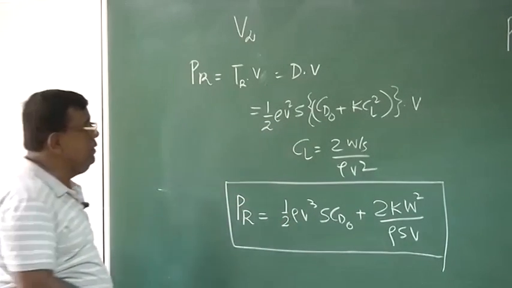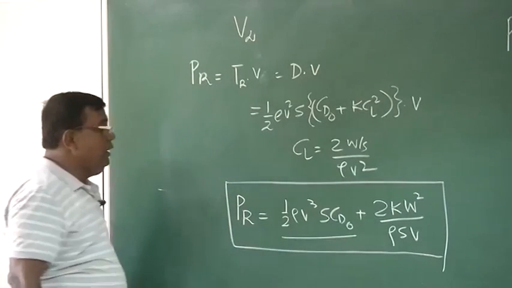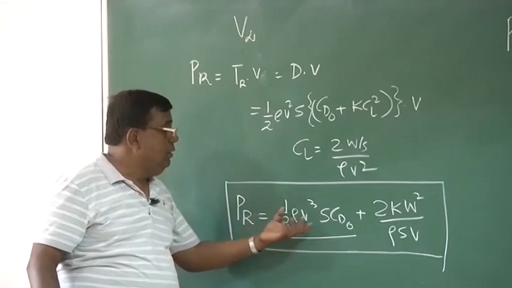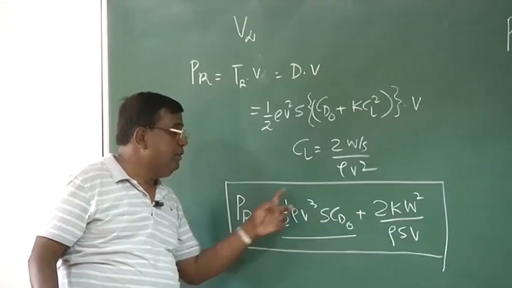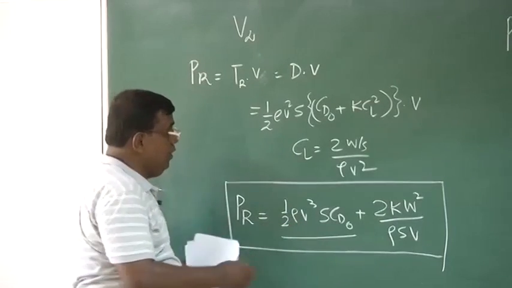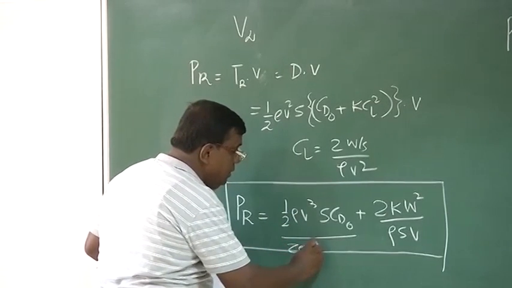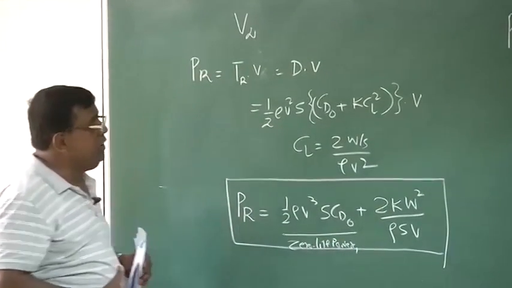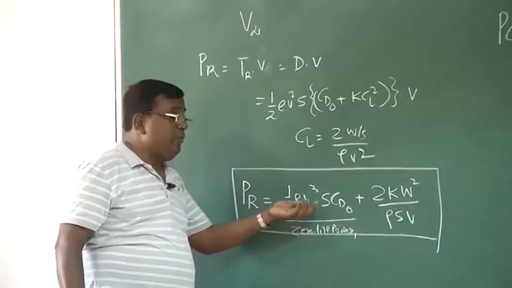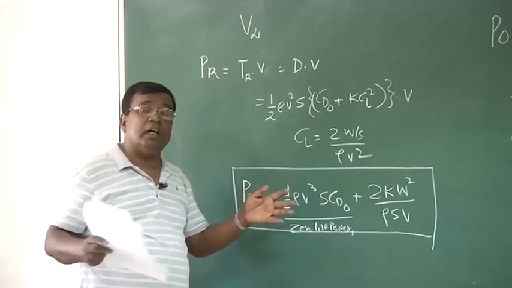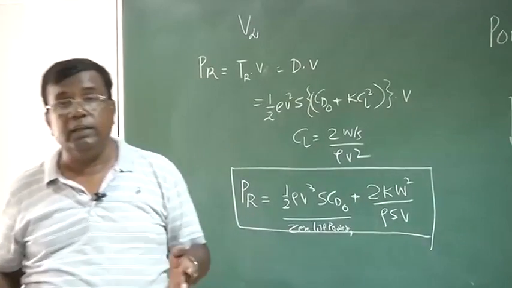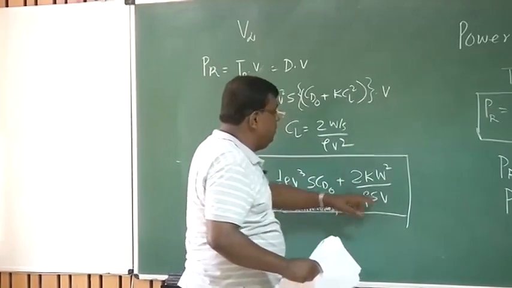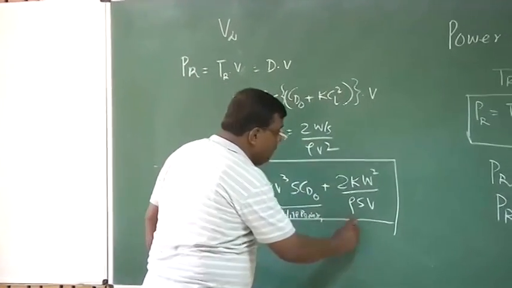What is important for us is, what is this term? This says, as the speed increases, power required also will increase as far as this term is concerned, and that is called zero lift power. The physical interpretation is, if you make the airplane aerodynamically efficient, in a sense the shape is such that its parasite drag is minimal, then you have this value also less. And the second one goes inversely with V. This is the induced power.